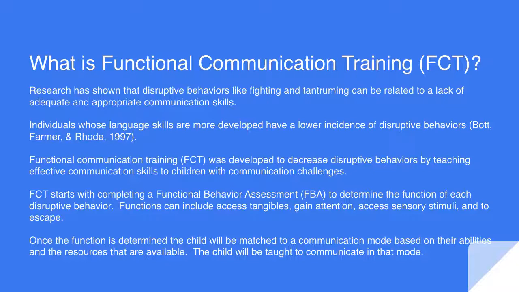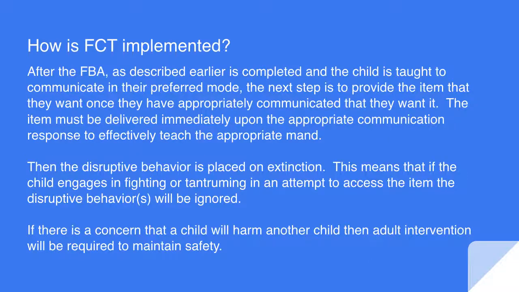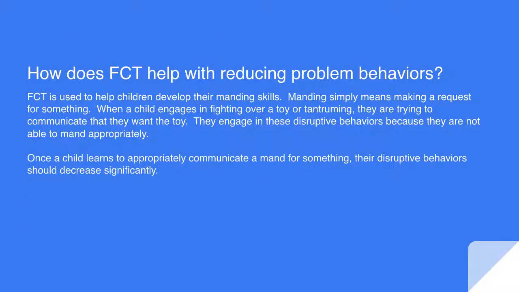Once the function is determined, the child will be matched to a communication mode based on their abilities and the resources that are available. The child will be taught to communicate in that mode. So how does FCT help with reducing problem behaviors? FCT is used to help children develop their manding skills. Manding simply means making a request for something. When a child engages in fighting over a toy or tantruming, they are trying to communicate that they want the toy. They engage in these disruptive behaviors because they're not able to mand appropriately. Once a child learns to appropriately communicate a mand for something, their disruptive behaviors should decrease significantly.